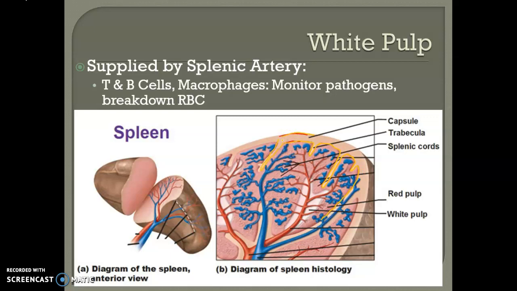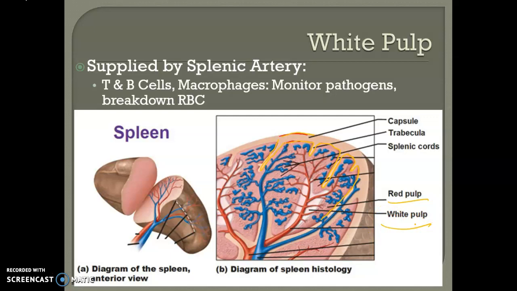And the trabeculae invaginate to form lobule-like structures. Okay, so if you look inside the spleen, there are two prominent areas. We have a red part called the red pulp, and then there are white areas called white pulp.